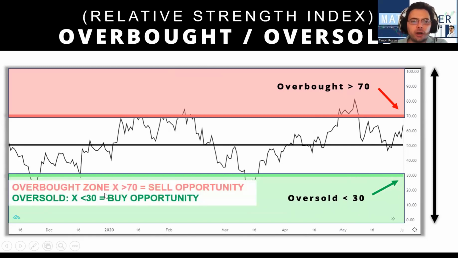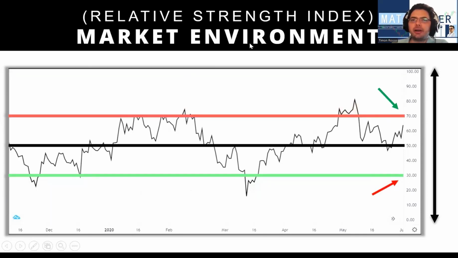So the overbought zone is where the RSI is above 70. And this gives a selling opportunity in a trending market that's moving up. And the oversold, which is where the RSI is less than 30, is a buy opportunity where the market has been coming down. All right. Notice I use the words trending market. Then we have the market environment, which is also very important.